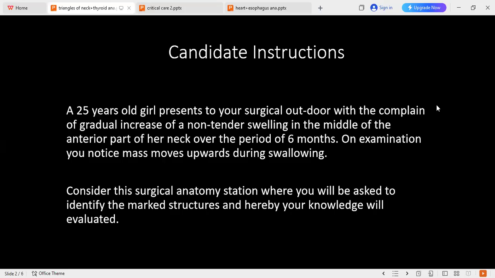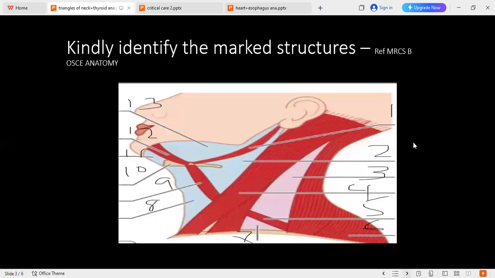Yes, ma'am, I got it. Okay, right. So if you've read and understood, considering it's a surgical anatomy station, please have a look at the diagram and tell me what exactly you are looking at. Yes, ma'am. This is the triangle of the neck.